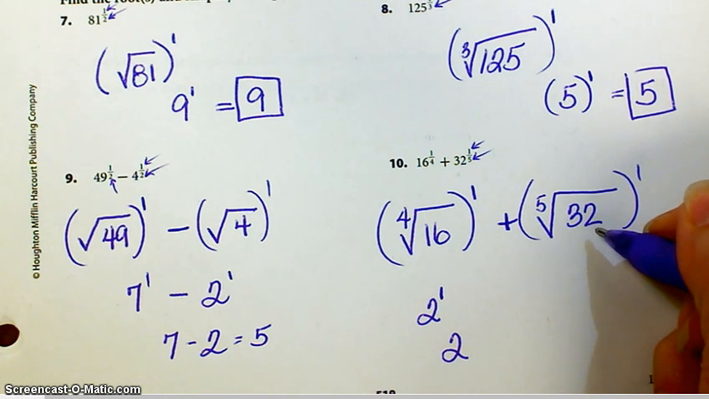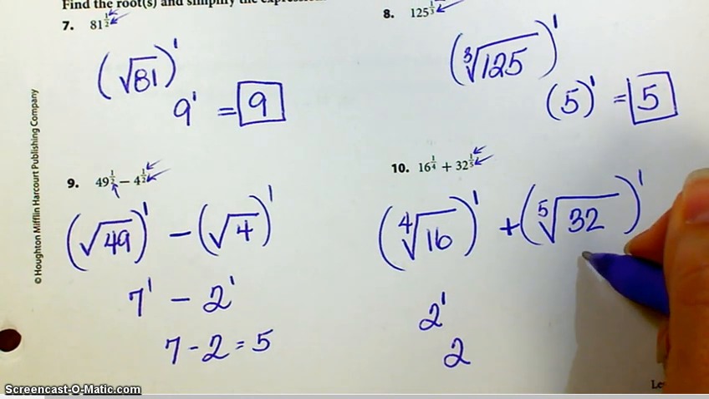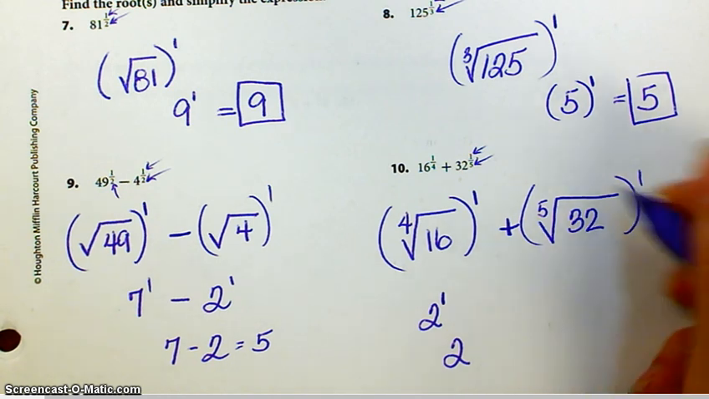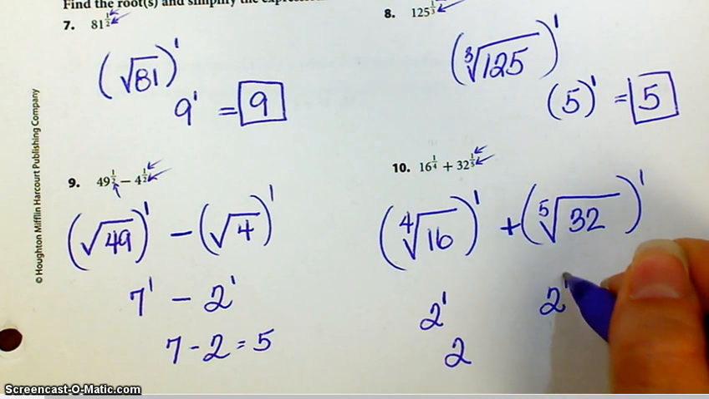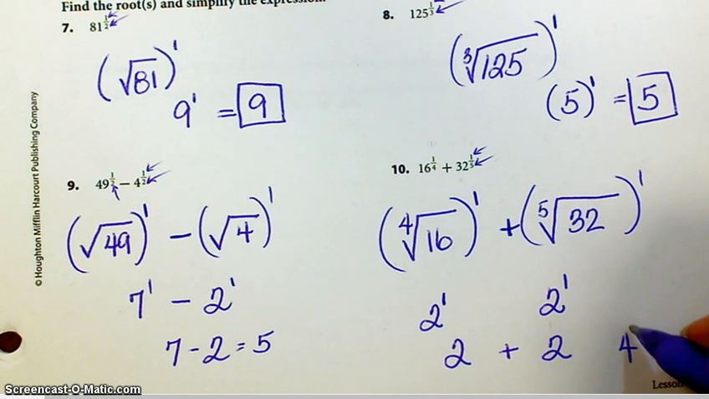What number multiplied by itself 5 times is going to give you 32? So you're asking for the 5th root of 32. Well, 2 times 2 times 2 times 2 times 2 is 32. So the 5th root of 32 is 2. And you're raising it to the first power. So that's just 2. And 2 plus 2 is 4.